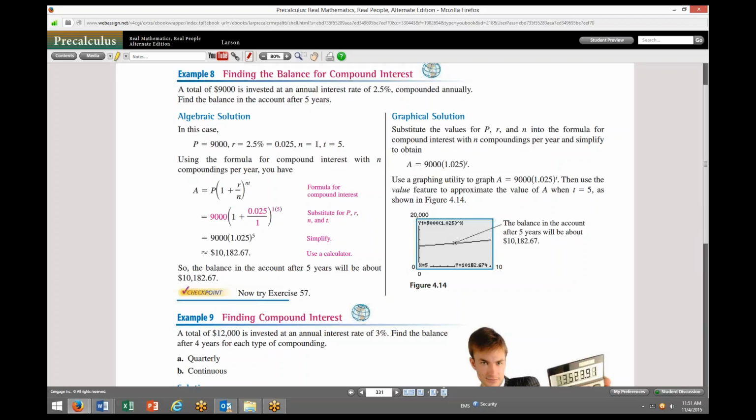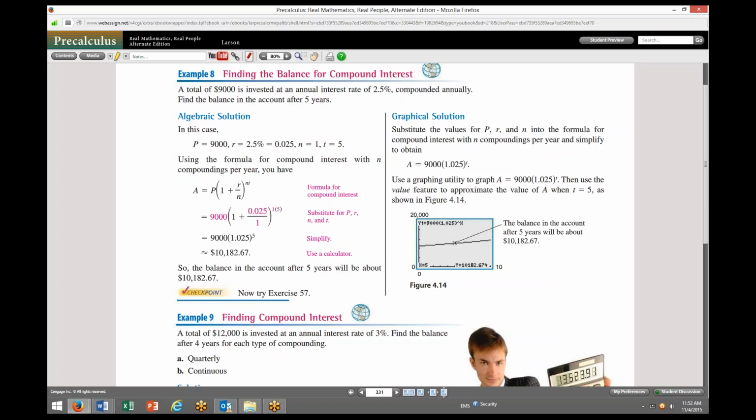So we have to figure out how much P, r, n, and t are. Well, P, the principal, is straightforward. It's 9,000. Little r is 2.5%, which as a pure decimal, moving the decimal point 2 places to the left, becomes 0.025. Little n, because it's compounded annually, is 1 time per year. So the number of compoundings per year, n, is equal to 1. And we're doing this for 5 years, so t equals 5.